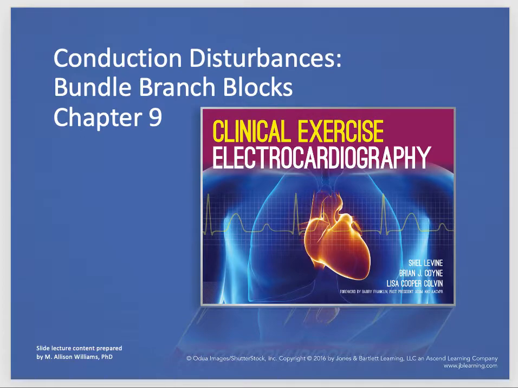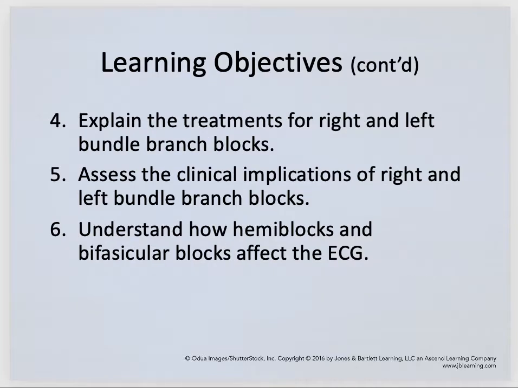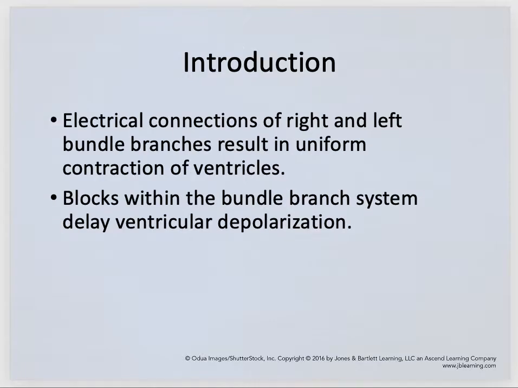So last week was AV blocks, right? We're looking at the PR interval when you look at an AV block. Bundle branch block is a little bit different. Obviously, it's got a different name. So what we're going to take a look at with bundle branch block is what causes it, the pathophysiology of the right versus the left, what it looks like on the EKG criteria, understanding the causes of them, the treatments for left versus right bundle branch blocks, clinical implications, and understanding the difference at the very end, just very, very little, hemiblocks versus bifascicular blocks on the EKG.